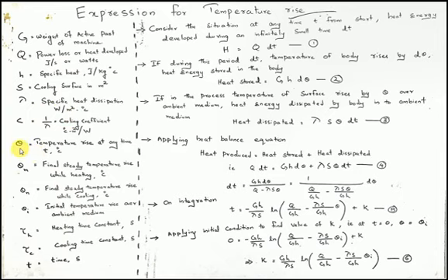Next, theta. Theta indicates temperature rise at any time t. Please don't get confused. This is indicating the temperature rise at any time t. Theta m indicates final steady temperature rise while heating. Theta n is similar to theta m. The only difference is it indicates the final steady temperature rise while cooling.